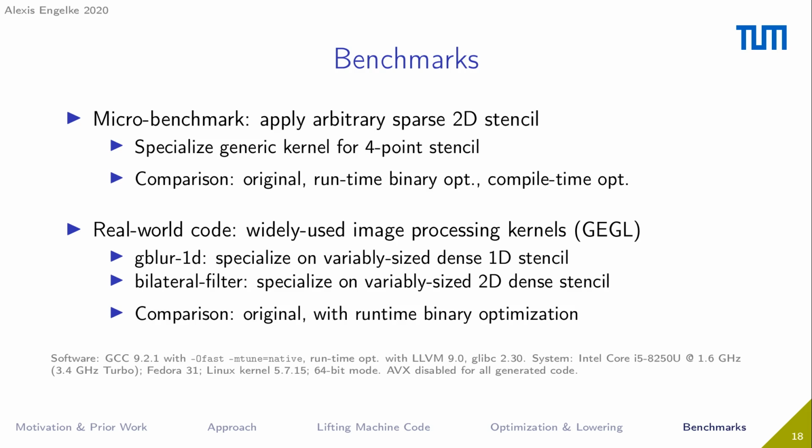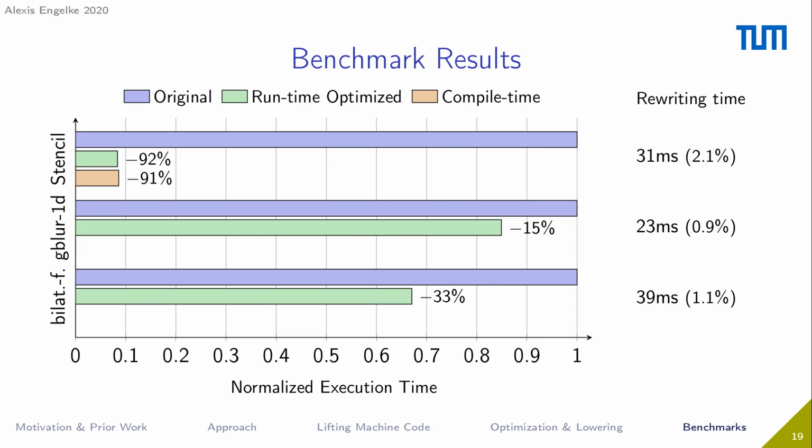Again, we compare the already optimized original code with applying our approach for runtime binary optimization. We don't compare against the compile time specialized code because the values we specialize for are user configuration and therefore never known during compilation. Here we see the normalized results of our experiments.